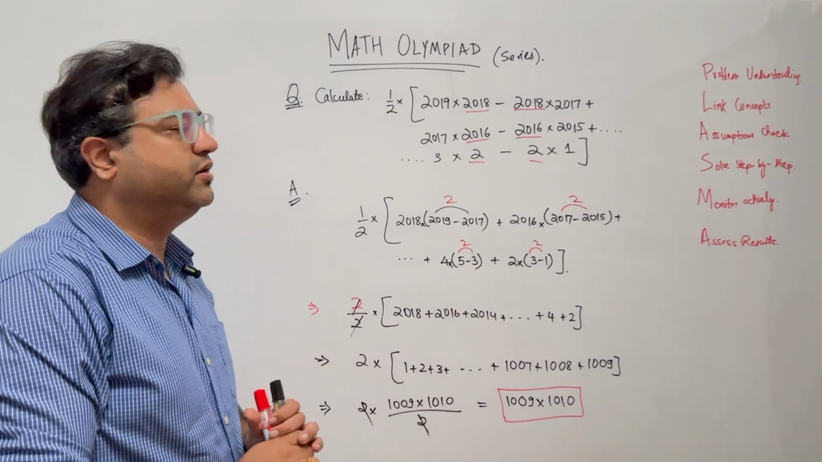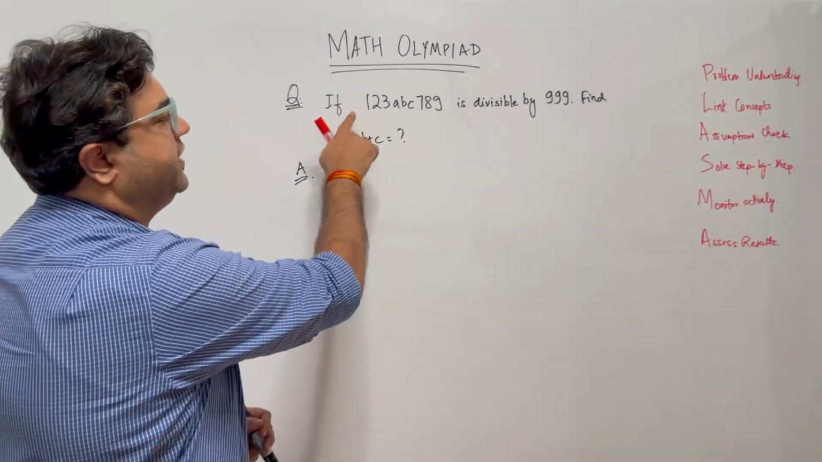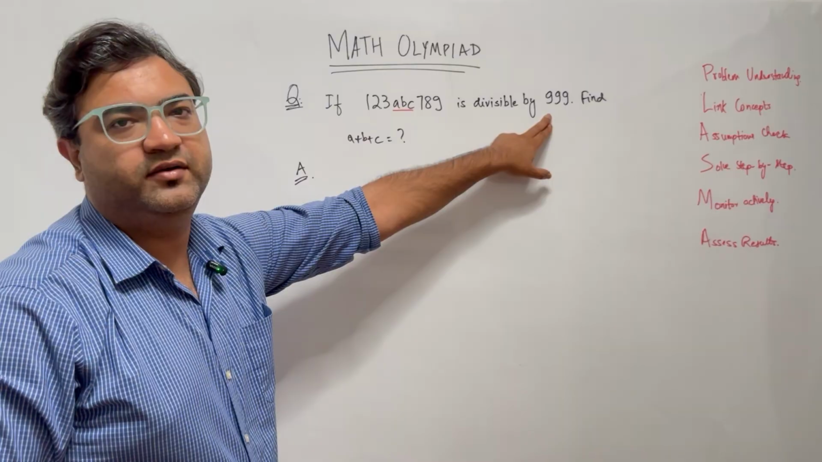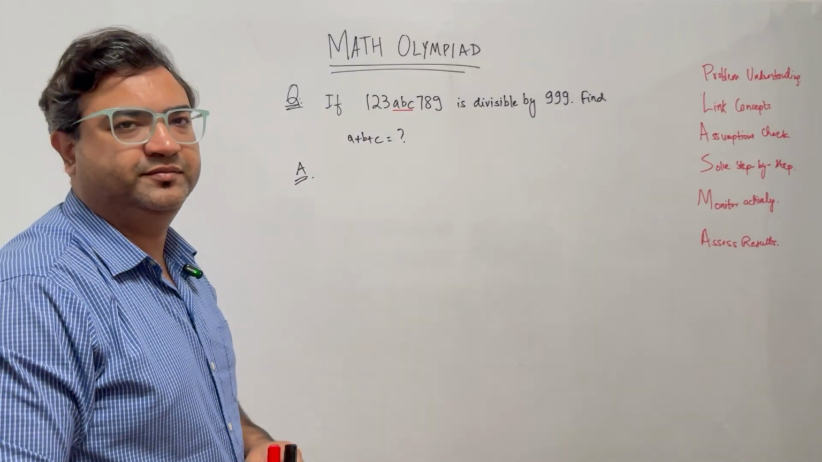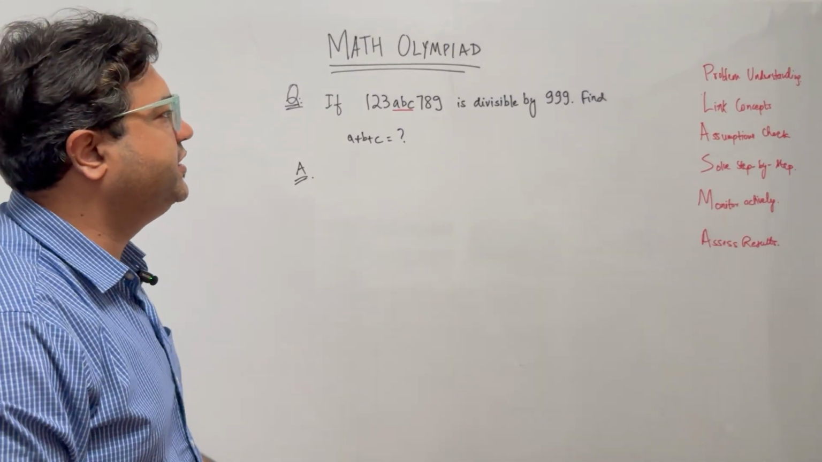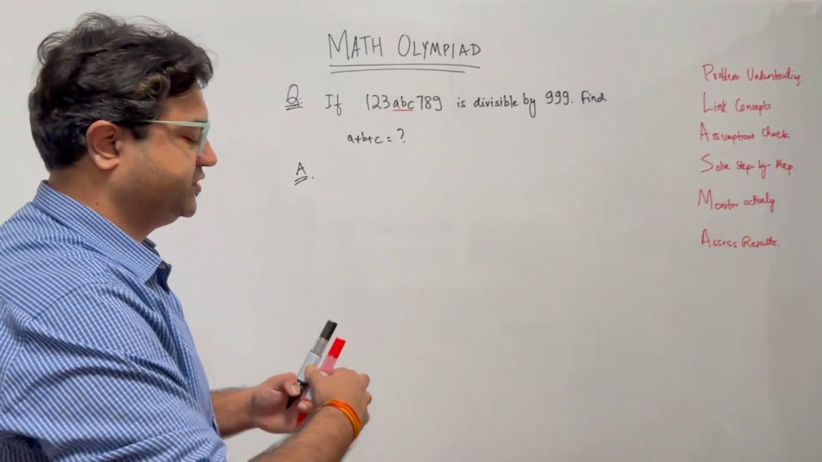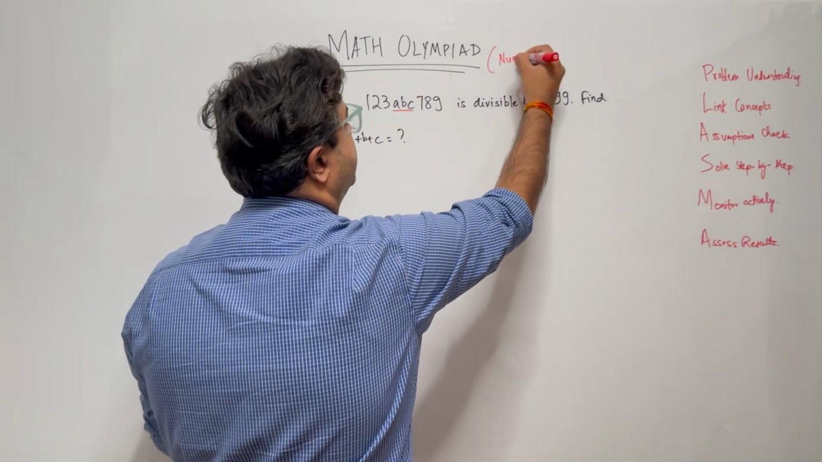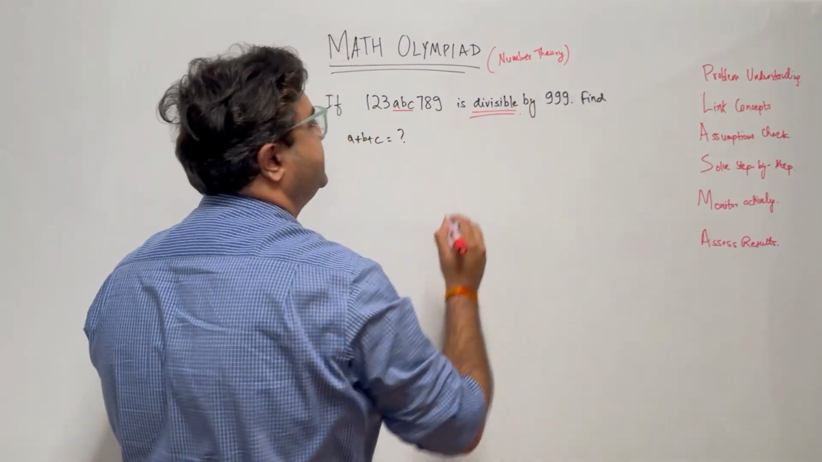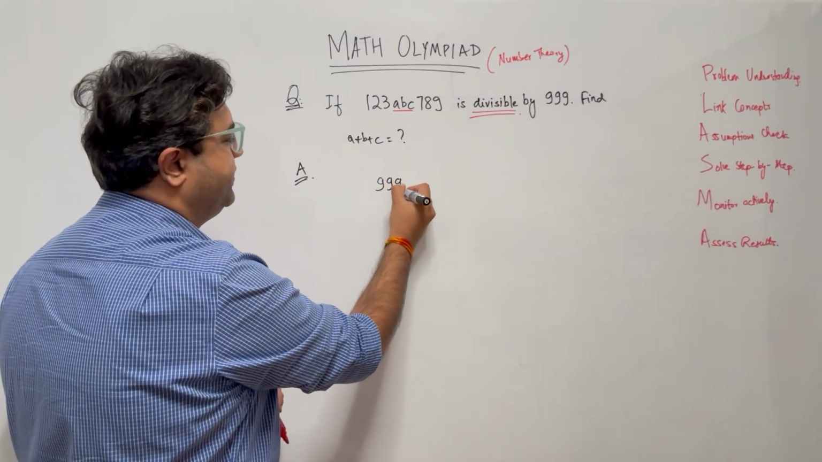Let me give you another trick for another question. If 1, 2, 3, A, B, C, 7, 8, 9 is divisible by 999, we have to find A plus B plus C. Okay. So in terms of our plasma method, the concept that we are looking at here is the number theory divisibility concept.